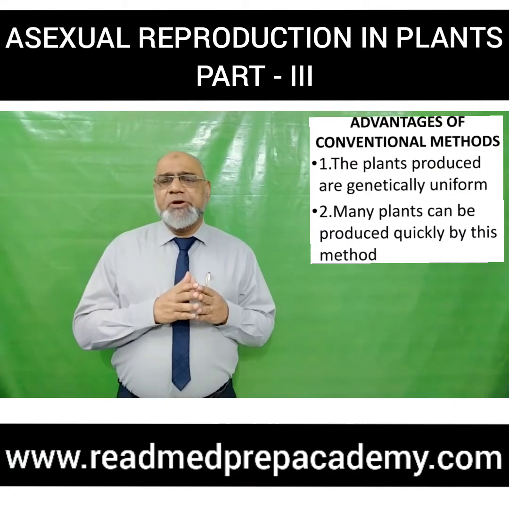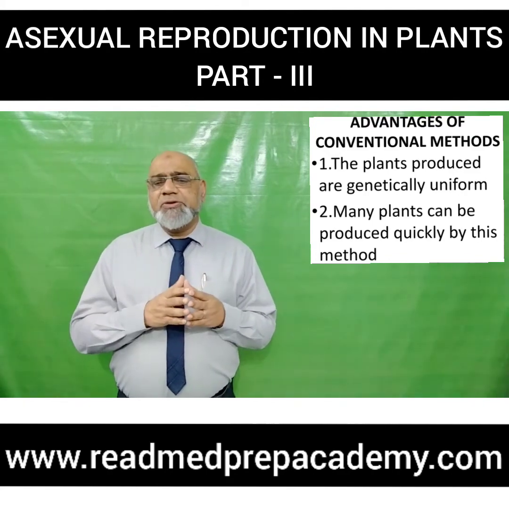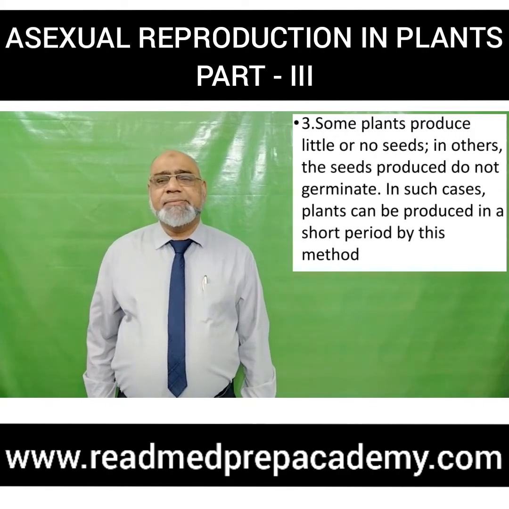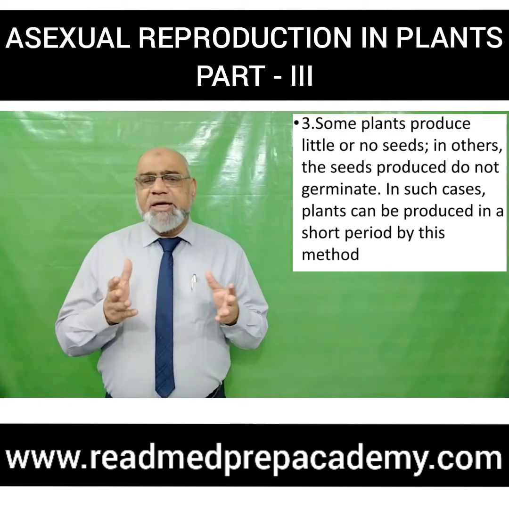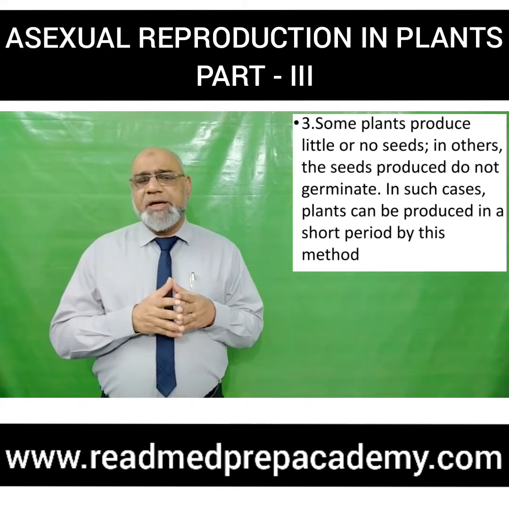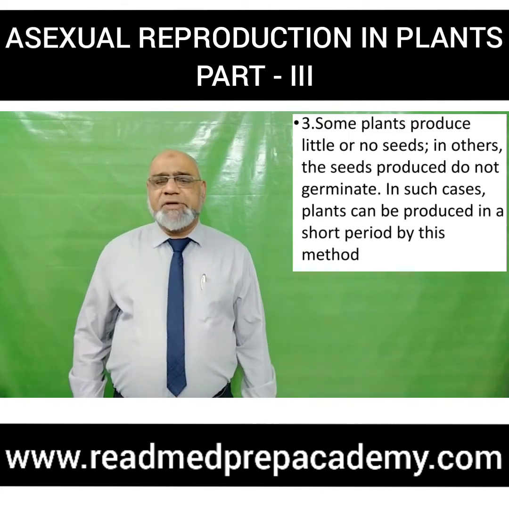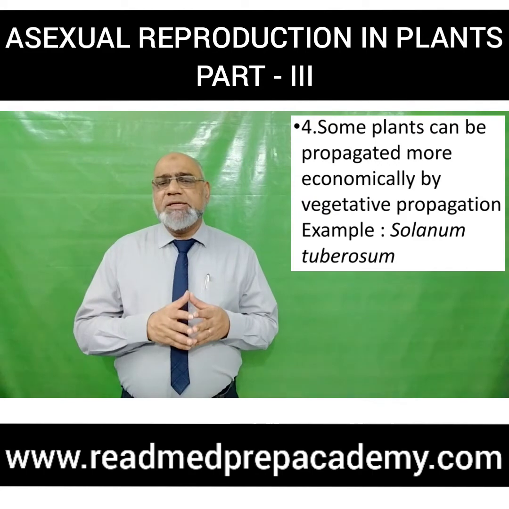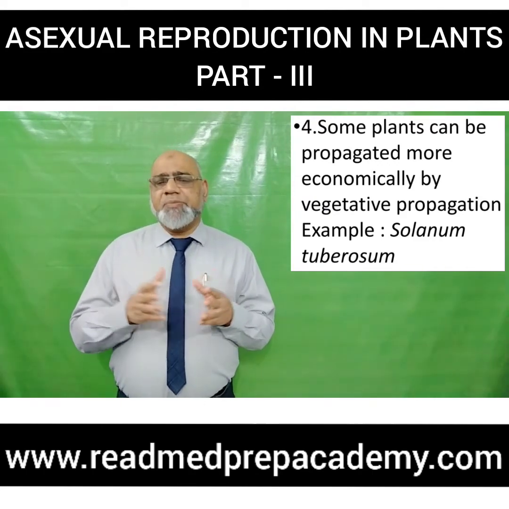The plants produced are genetically uniform. Many plants can be produced quickly by this method. Some plants produce little or no seeds. In others, the seeds produced do not germinate. In such cases, plants can be produced in a short period of time by this method. Some plants can be propagated more economically by vegetative propagation.